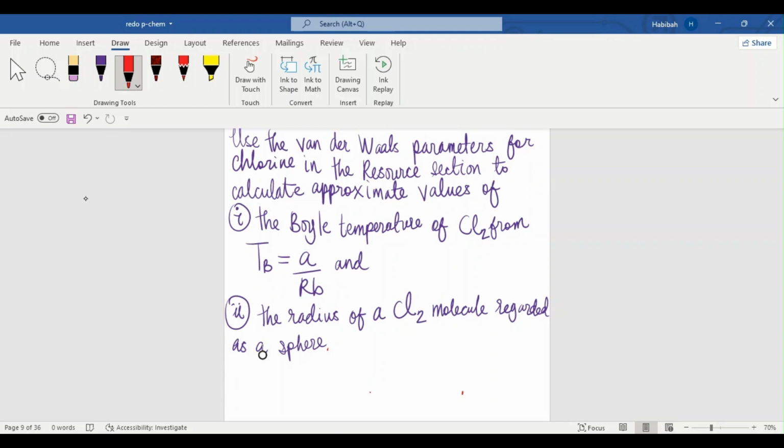Today we're going to be working on the question on the screen that says: use the van der Waals parameters for chlorine in the resource section to calculate the approximate values of number one, Boyle's temperature of chlorine gas from the formula TB equals A over RB, and number two, the radius of a chlorine gas molecule regarded as a sphere.